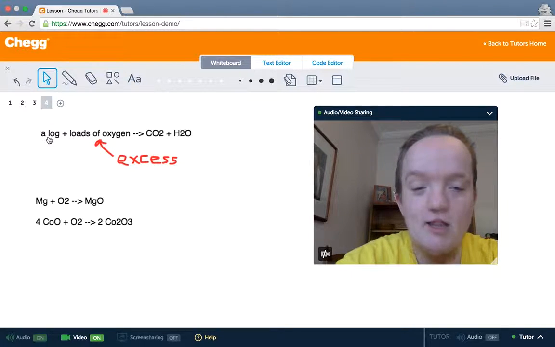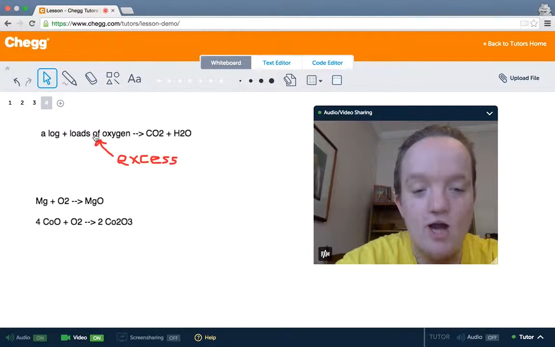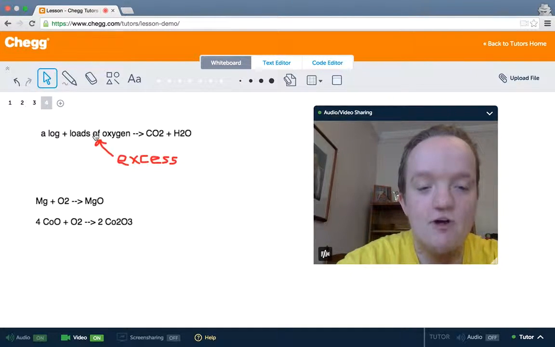So the log is the limiting reagent because it's the thing that's going to be used up completely. The oxygen is the excess because once enough oxygen has reacted with the log to burn up the log completely, there's still going to be oxygen left. There's going to be excess oxygen. So this is not a hard vocabulary to remember. The excess reagent is the one that's going to have stuff left over.